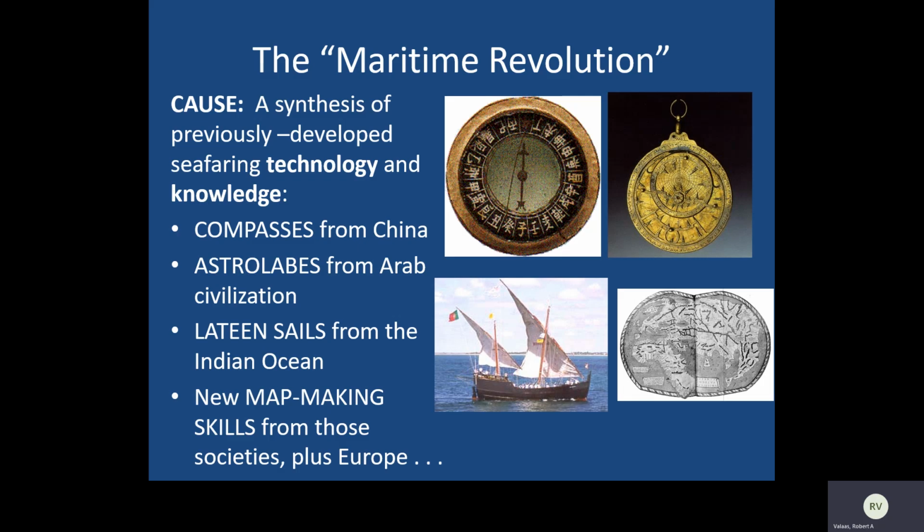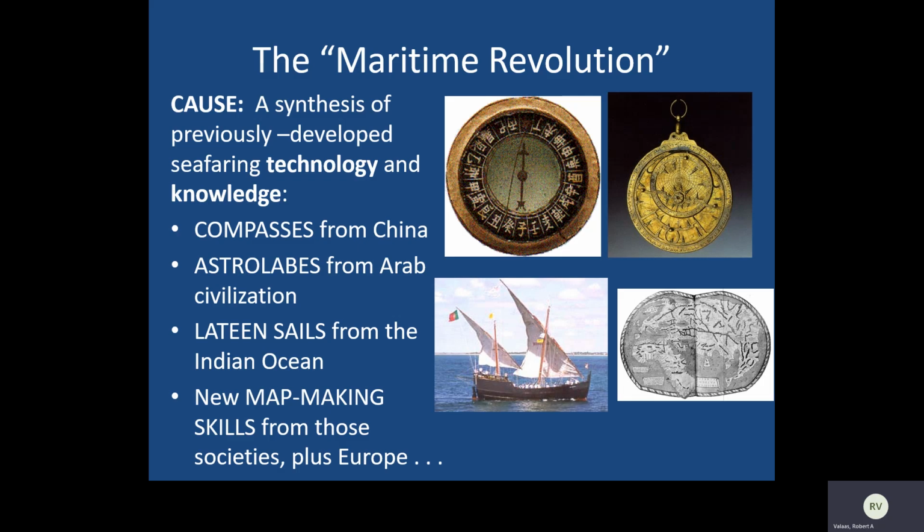Compasses, of course, invented originally in China by the 13th century. The astrolabe there, which enables you to tell by observing certain stars how far north or south on the globe you are, and that came from Arab Muslim civilization. And then there we have on that Portuguese ship, we've got the lateen sails, first developed thousands of years ago for navigation in the Indian Ocean basin.